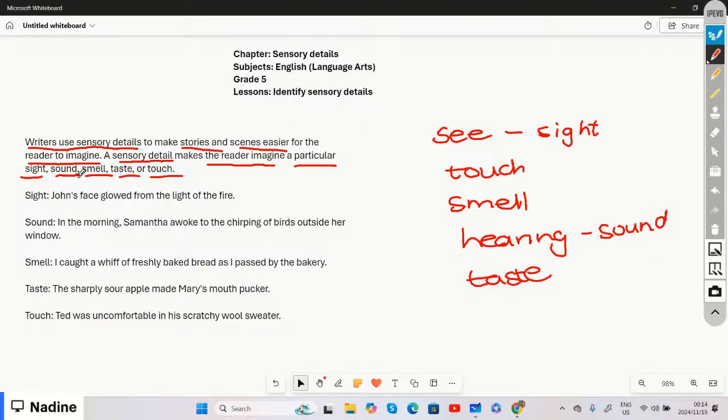For example, sight, things that you can see. The writer would use a sentence like, John's face glowed from the light of the fire. So John's face glowed from the light of the fire. Now you must know that John is close to somewhere where there's a fire. John's face glows. You're trying to imagine how the light of the fire would show that John's face is glowing.